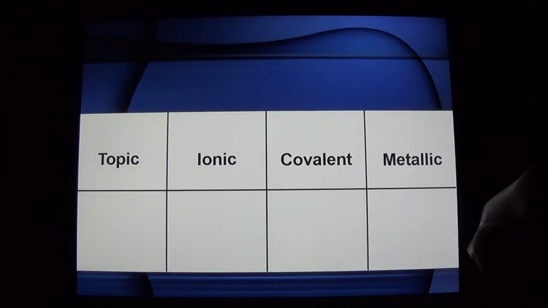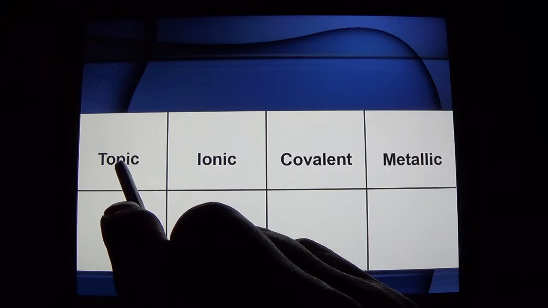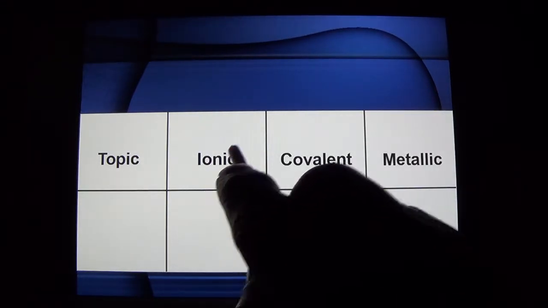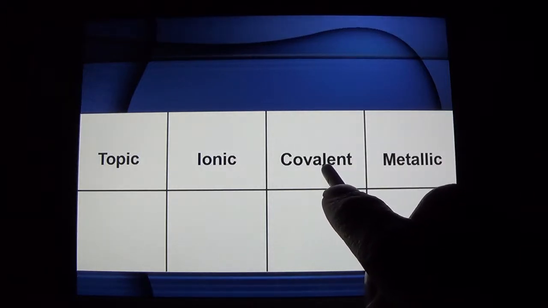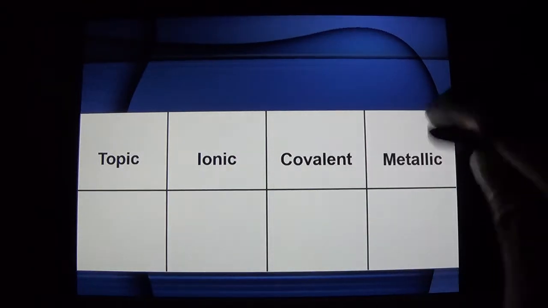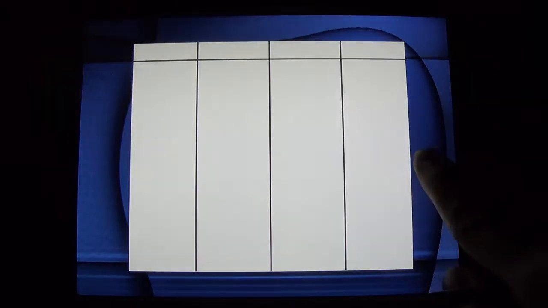So it's going to function very much like a T-chart. Across the top, these 4 boxes way up here at the top, those are going to be these titles. The one on the far left should say topic. The one next to it should say ionic, as in ionic bonding. The one after that would be covalent, as in covalent bonding. And then on the far right, we're going to have metallic, as in metallic bonding. So these are the 4 titles that go across the top here that you drew. I hope that makes sense.